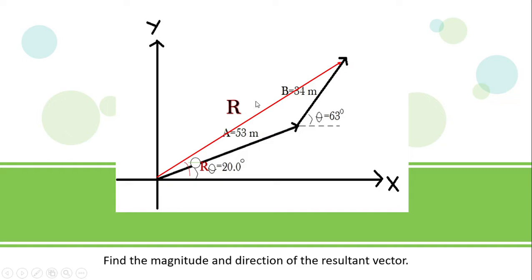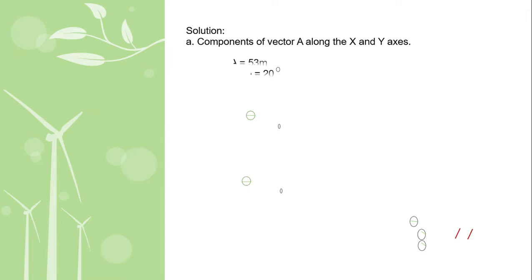So before we can find the magnitude and direction of the resultant vector, it is very necessary for us to first find the components of these two given vectors A and B. So here's our solution. Components of vector A along the x and y axis. How to do so? We have given the magnitude of the vector A and its angle or direction, 20 degrees.